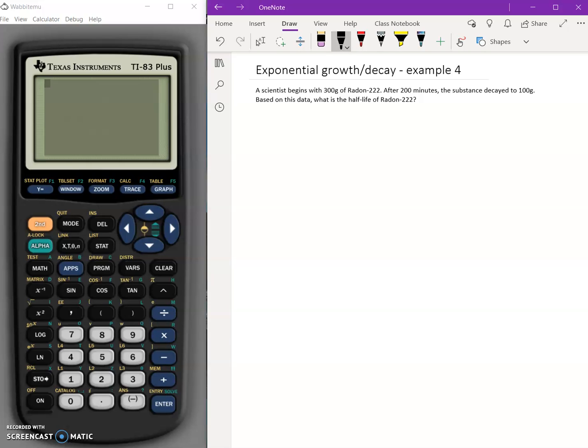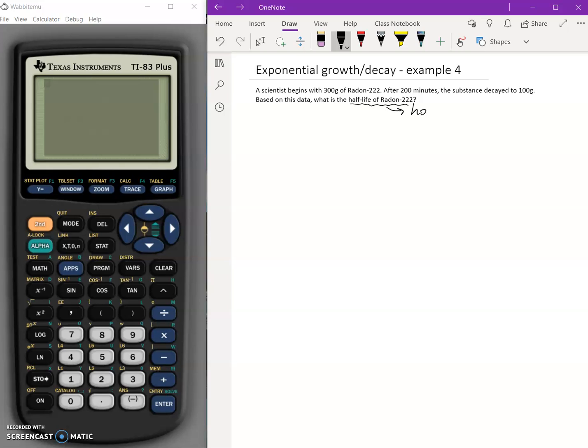Take a look at another example of exponential decay. A scientist begins with 300 grams of radon-222. After 200 minutes, the substance decayed to 100 grams. Based on this data, what is the half-life of radon-222? So again, we're at this question about half-life.